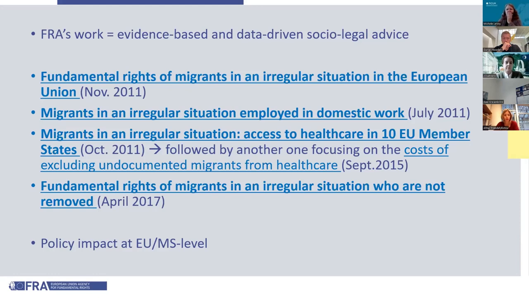The last example is a short paper from 2017 looking into irregular migrants who cannot be removed, so the situation of non-removables, which of course draws on the reports I've just outlined. It draws attention to the obligation of EU member states to provide these non-removables with a certificate of postponement of removal and to grant them access to core fundamental rights as required by the Return Directive, first and foremost at the EU legal framework level.